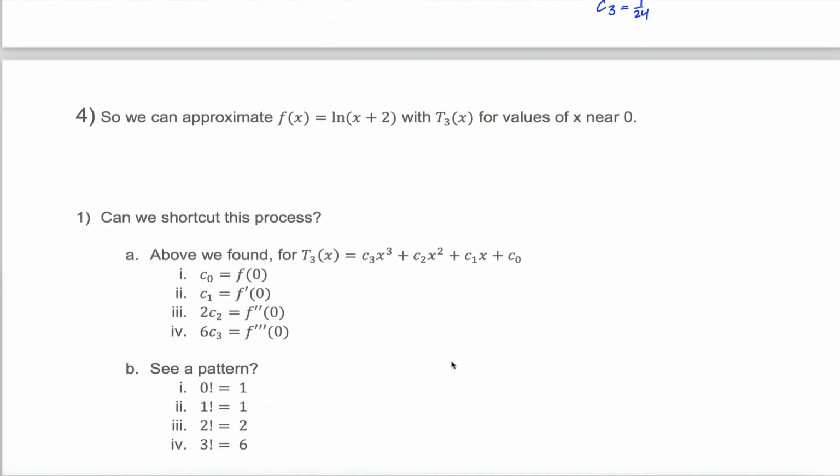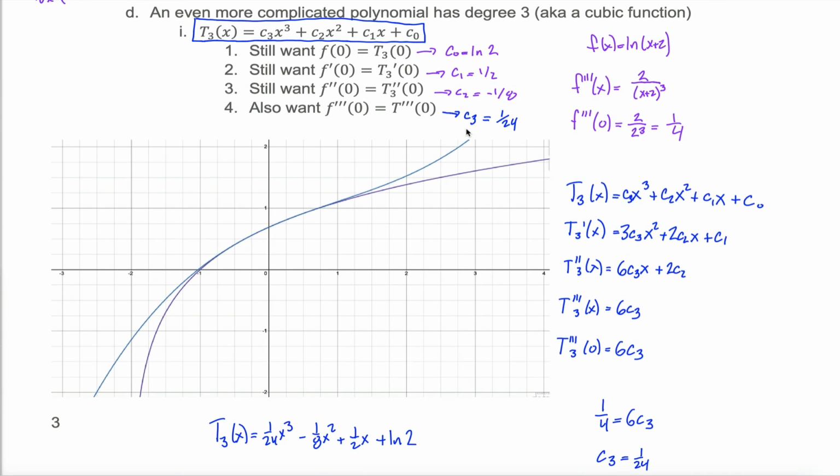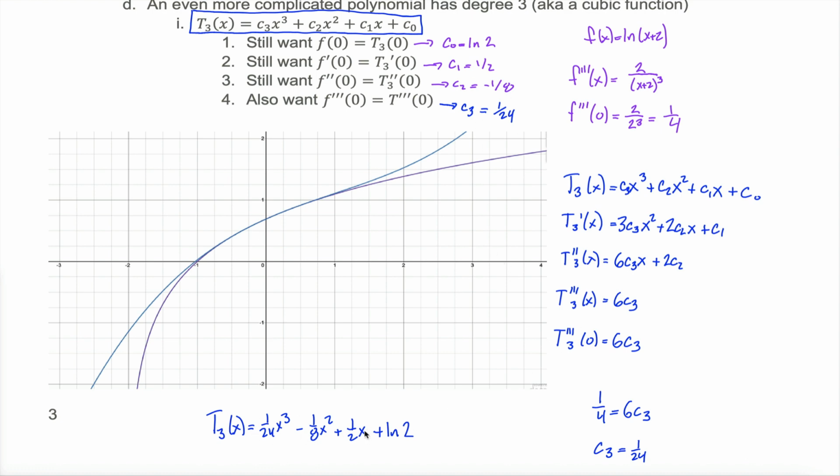And that's what we're going to do in the next video, as we start to develop some formulas and some shortcuts for coming up with these Taylor polynomials.